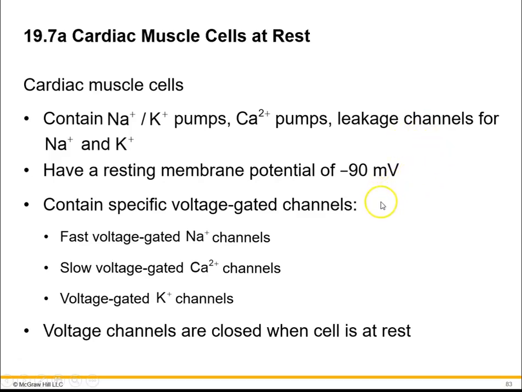They contain these specific voltage-gated channels. They have fast voltage-gated sodium channels, slow voltage-gated calcium channels, and then voltage-gated potassium channels. And these guys are going to come into play when the action potential arrives. Now, when at rest, these voltage-gated channels are going to be closed.